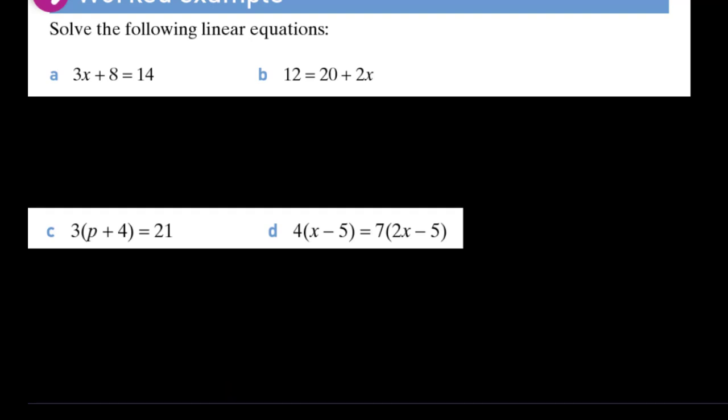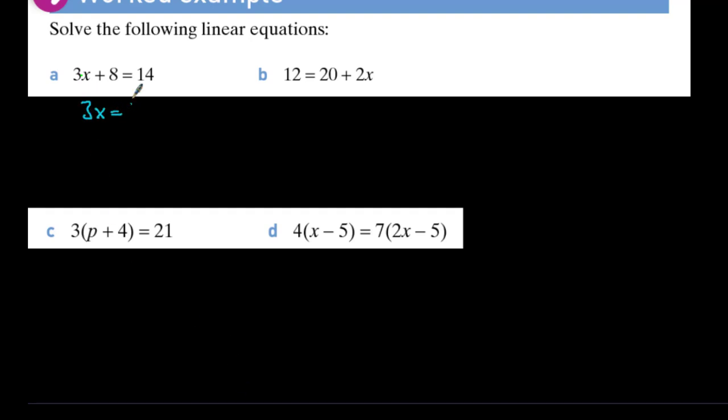Here we are going to continue with these exercises, and you're going to see that we always do the inverse operation. Around the x now we have 3 times x and then plus 8 is equal to 14, which means that first we multiply by 3, then we add 8. So the inverse operations should be done in the opposite order.